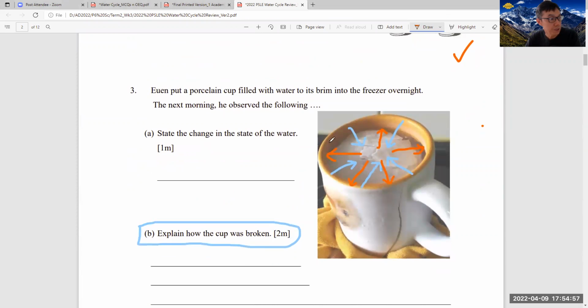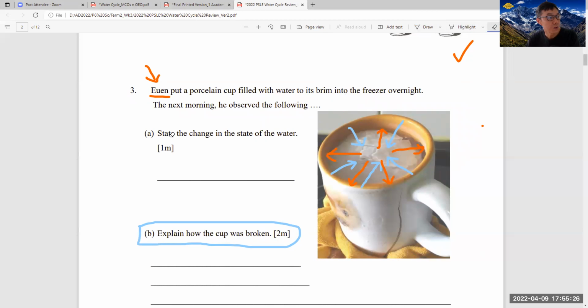Okay, next question. This is a boy. It's actually one of my students, pronounced as Yuwin. Yuwin put a porcelain cup filled with water to its brim into the freezer overnight. The next morning, he observed the following. So this is the result. You can try this experiment yourself, but ask your parents for permission. Maybe you find a cup that is not so expensive to do it.